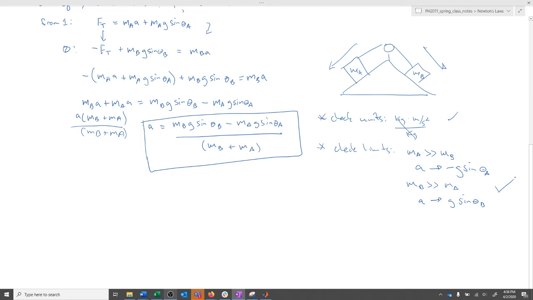Okay, so what else did they ask us to do? They ask us, let's see, part B, for m_A being 5 kilograms, theta_A being 32 degrees, and theta_B being 23 degrees, what m_B would keep the system at rest?